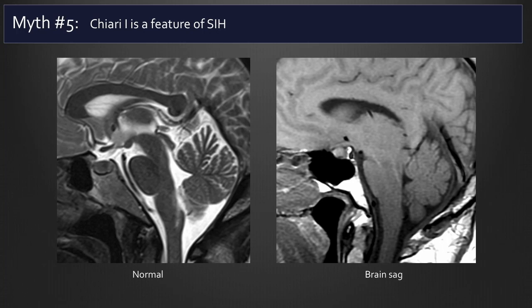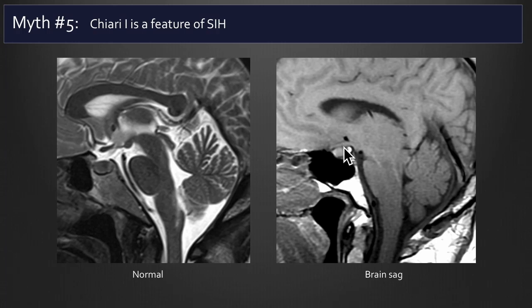Myth number five: Chiari 1 is a feature of intracranial hypotension. This is one that we see all the time and causes a lot of problems. So normally what we do is we're looking for evidence of brain sagging on MR imaging, and here's an example of a normal MRI. You can see the floor of the third ventricle slopes up as you go posteriorly. The tonsils are not low. There's a good distance between the mammillary bodies and the pons.